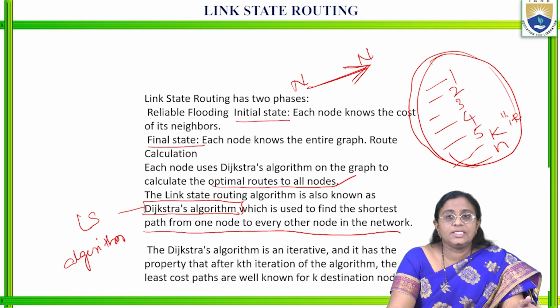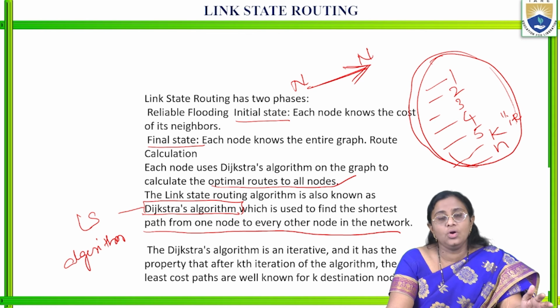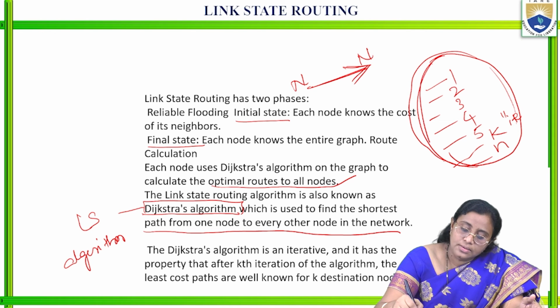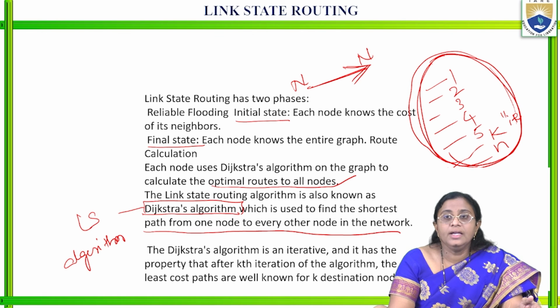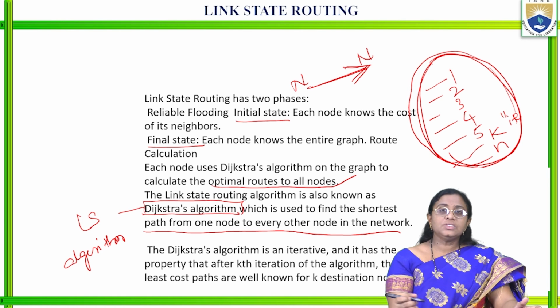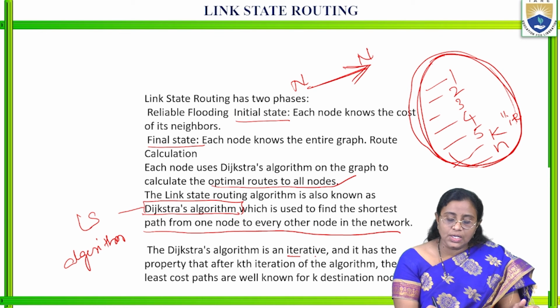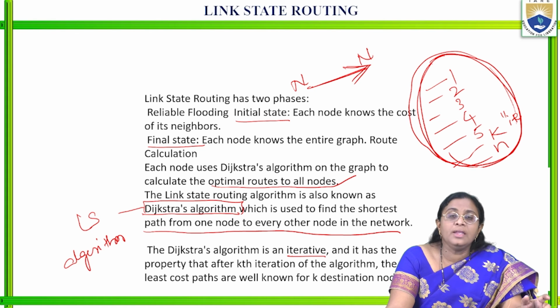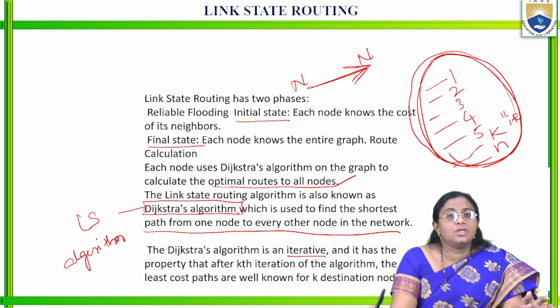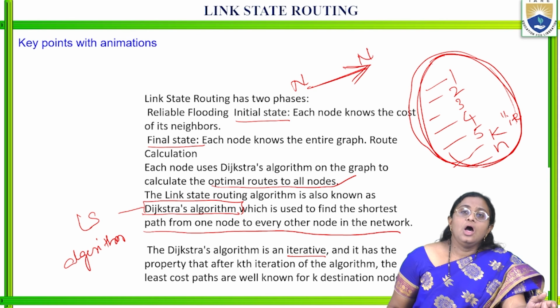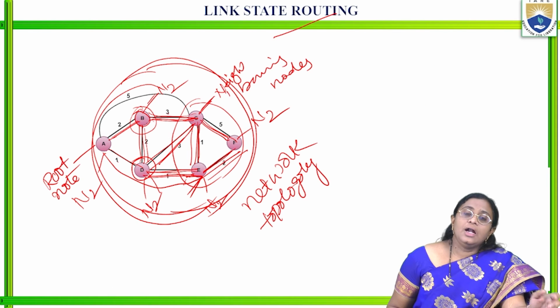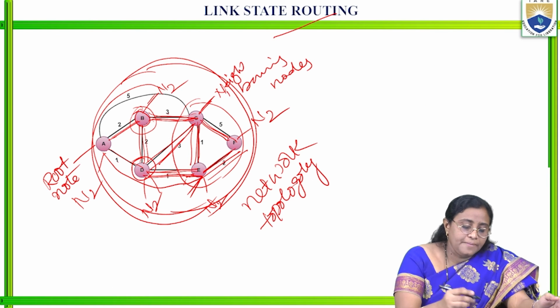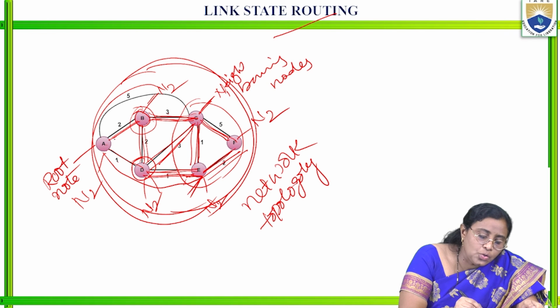used to find the shortest path from one node to every node of the total network. Hence link state routing is also called iterative, and out of many iterations, finally we need to determine the least cost path or the shortest cost path. So how do we calculate the least path from one node to another node?